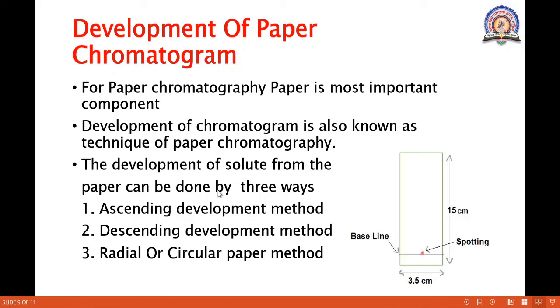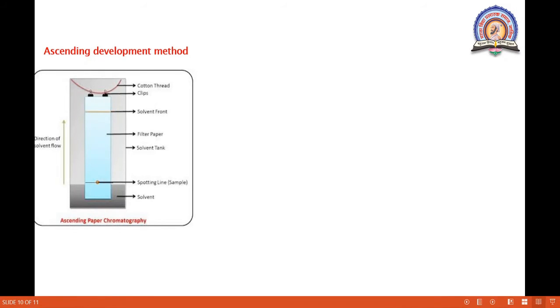The development of the solute on the paper can be done in three ways. How the separation and development of this solute takes place can be explained by three ways. The first one is the ascending development method, the second is the descending development method, and the third one is the radial or circular paper method. So one by one we discuss these methods.